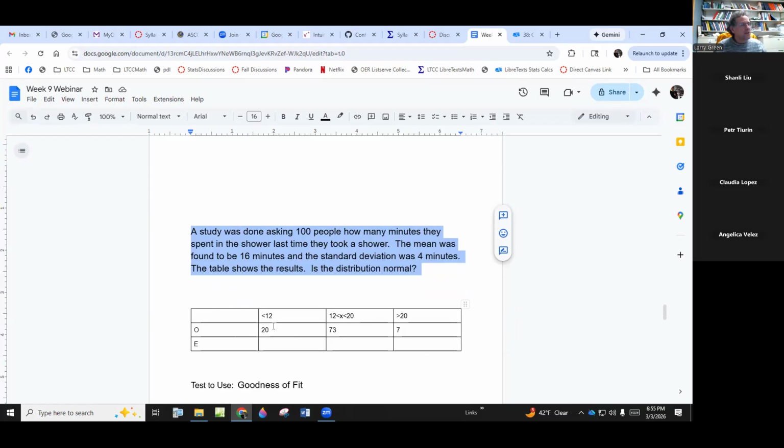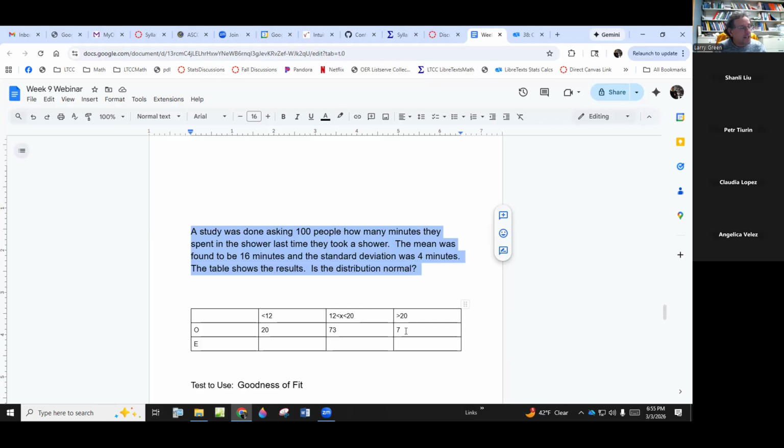So here's what we're going to do. Here's what was observed. There were 20 people who spent less than 12 minutes in the shower last time they took a shower. There were 73 that spent between 12 and 20 minutes, and there were 7 that spent more than 20 minutes. Any questions on that? That's the given data from this survey that you can imagine having been done.